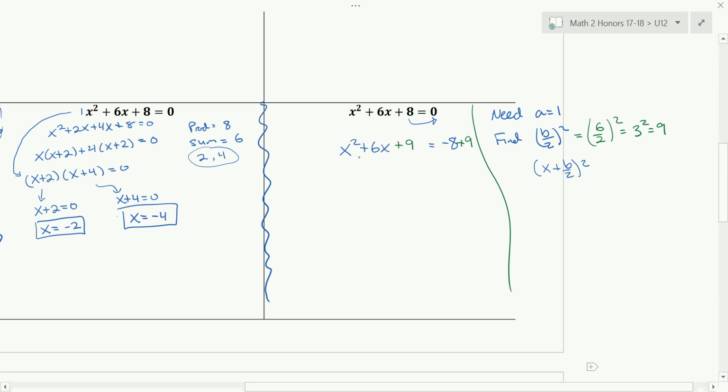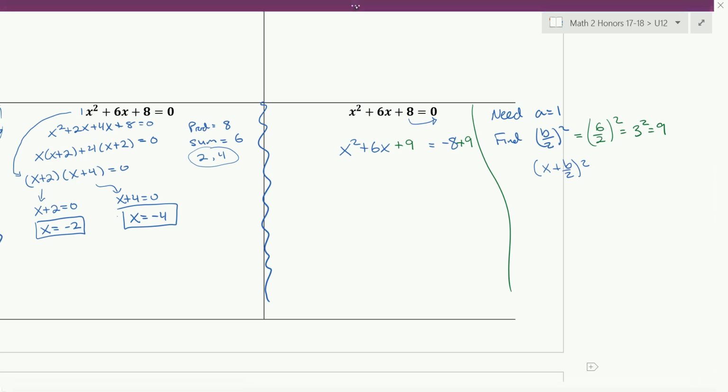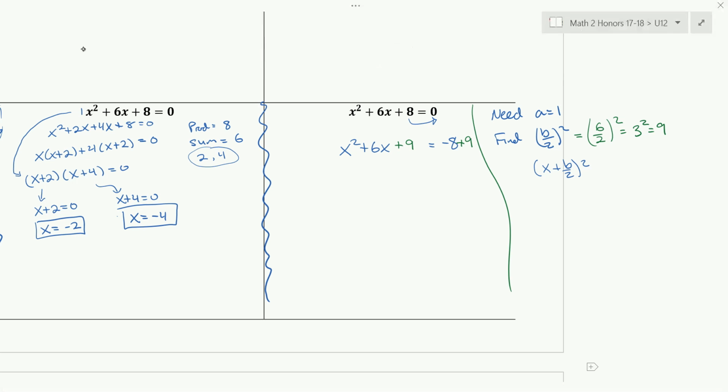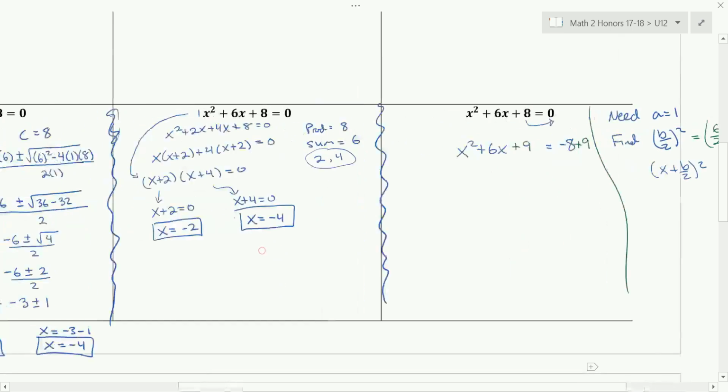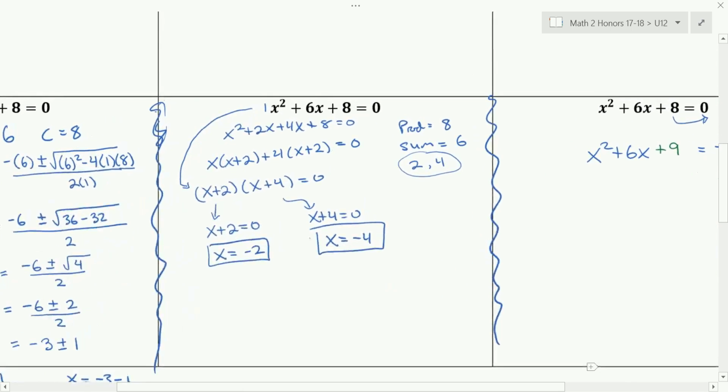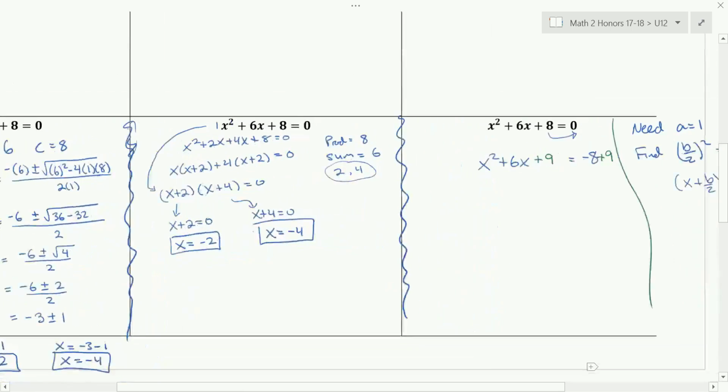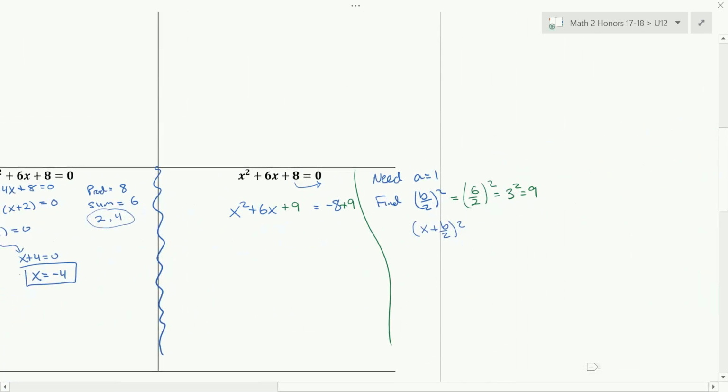So then we factor. You can go through this kind of factoring, and it'll factor. But it's often quicker, and not always will we have integers. Sometimes we'll have fractions here. And so it's really nice to remember it's just going to factor to this, x plus b over 2 squared. And so that's going to be x plus 3 squared is equal to 1.